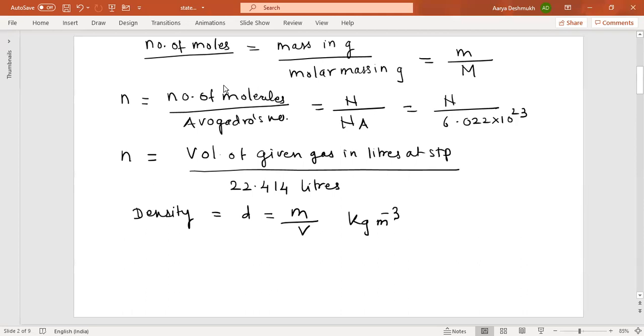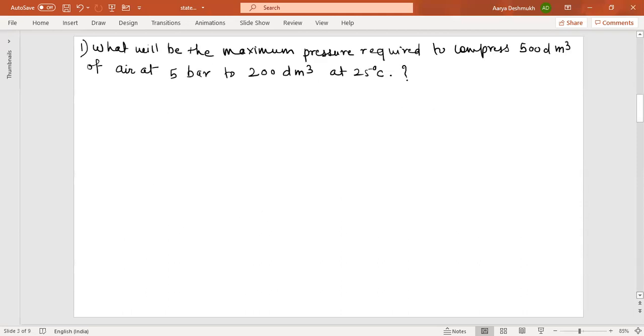So these are some points on interconversion and derivatives you need to know before solving the problems based on Boyle's law. So let us start with the actual numerical based on this. The first one is in front of you.